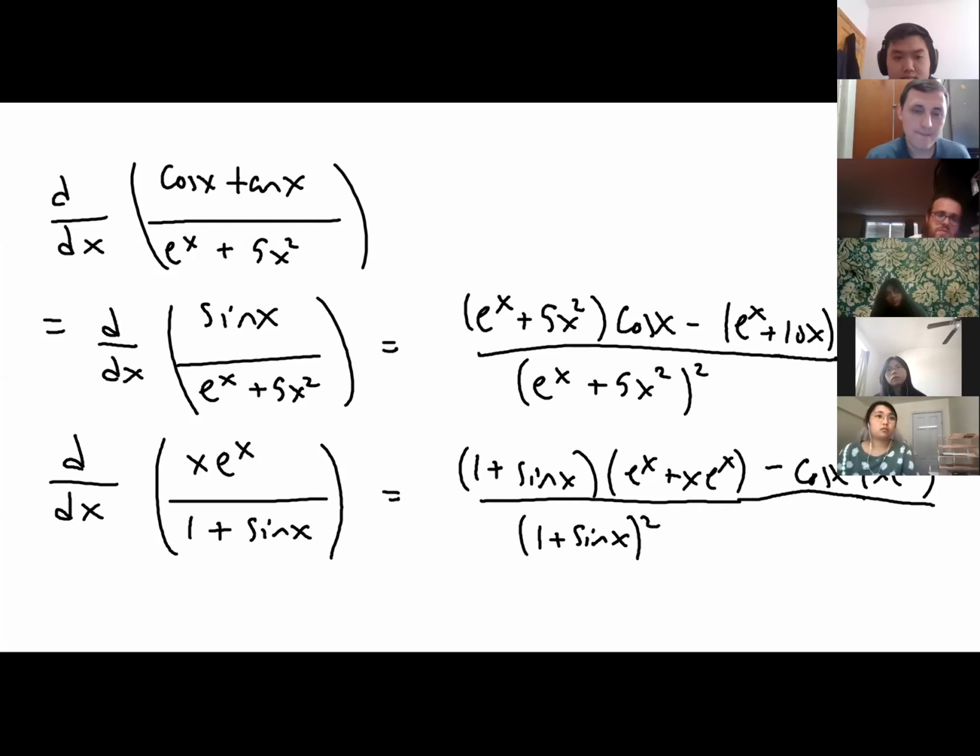All clear? Just in case you're wondering, when you have a combination of product rule and quotient rule, it should be natural to you what comes when.